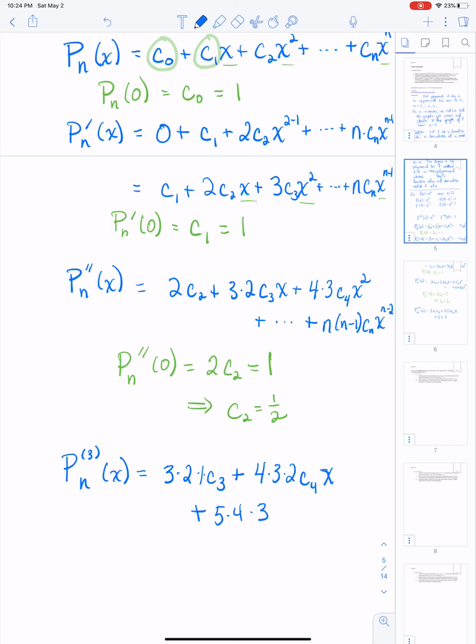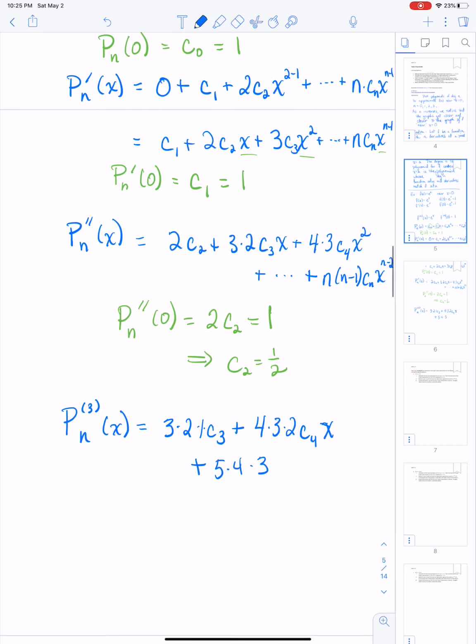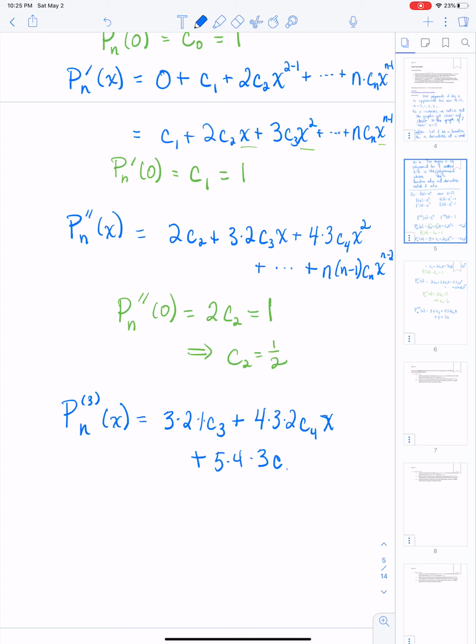Then I have, oops, what's going on here? I'm wondering if my Apple Pencil is running out of, I almost said ink, but out of battery. Okay, so here's c5 x squared plus... And the last term is going to be n times n minus 1 times n minus 2 times cn times x to the n minus 3. I wanted to do this many terms so that you can really start to see the pattern that arises.